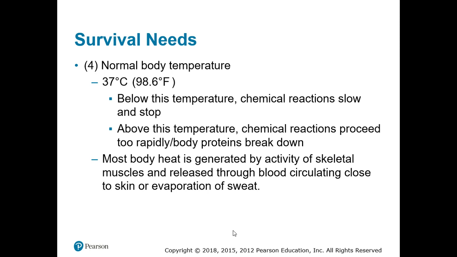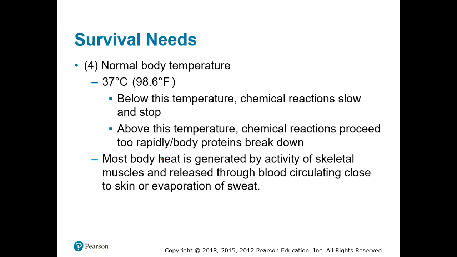Below this temperature, if it's too low, so probably below 95, this is when chemical reactions start to slow down and they can actually become so slow that they stop. If it is above this temperature, so you get to 104, 108, this is when chemical reactions are happening too quickly and proteins start to break down, or proteins denature.